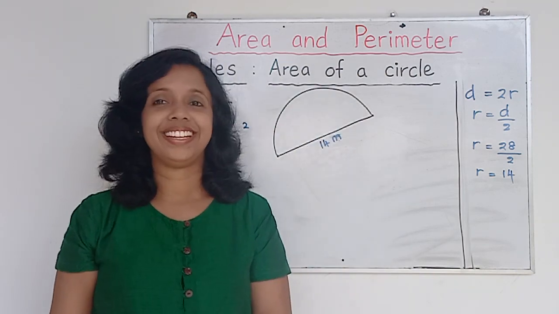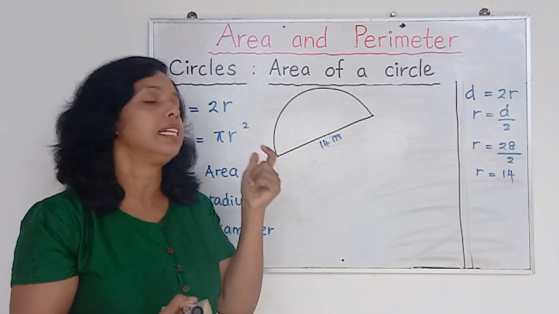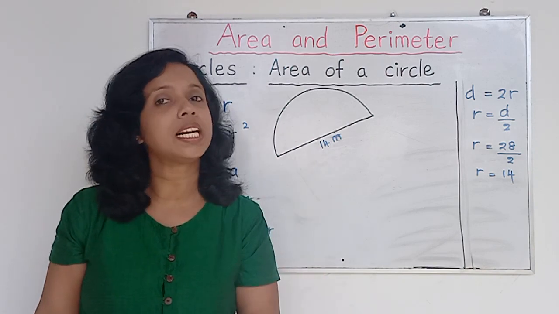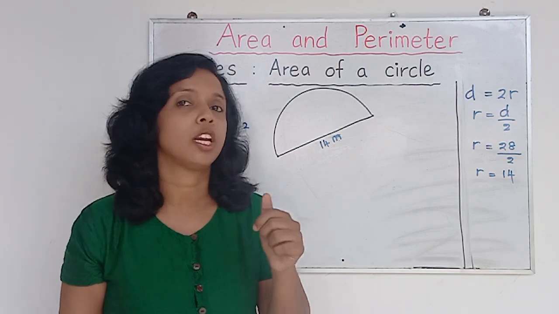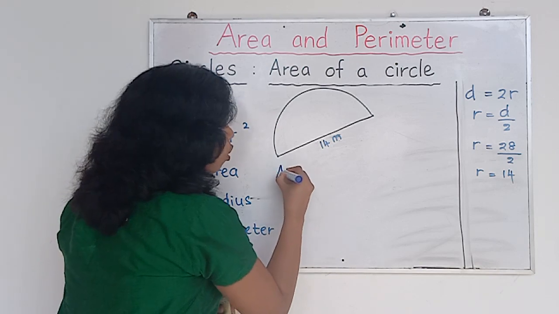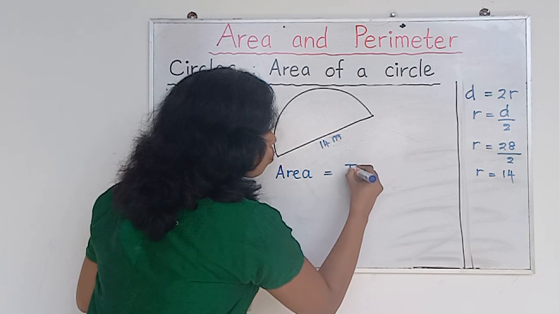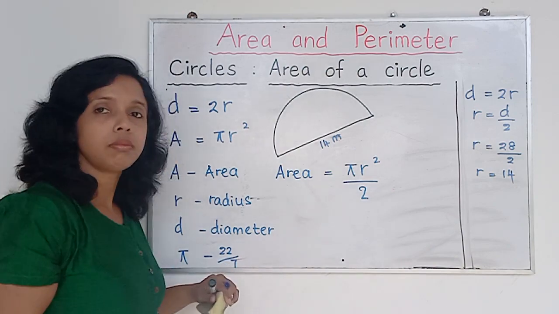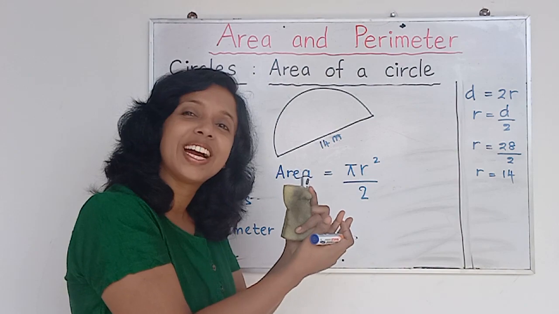How can I find it? I know to find the area of a full circle, that is πr squared. If so, to find the area of a semicircle, what are you supposed to do? Tell me, children. You want to divide it by 2. Then tell me the area of the semicircle, what do you want to do? πr squared divided by 2. Whatever the value you have for the full circle, you want to divide it by 2.